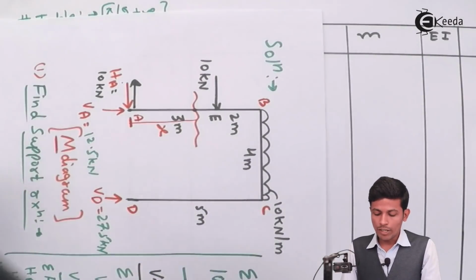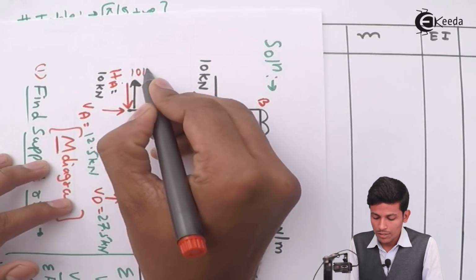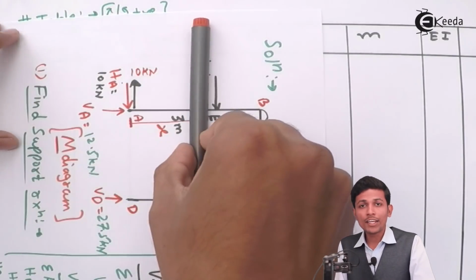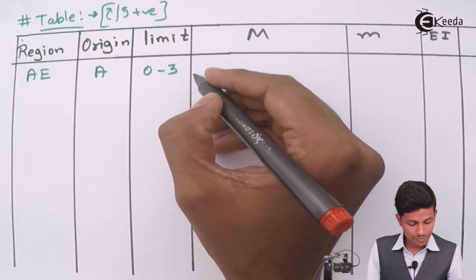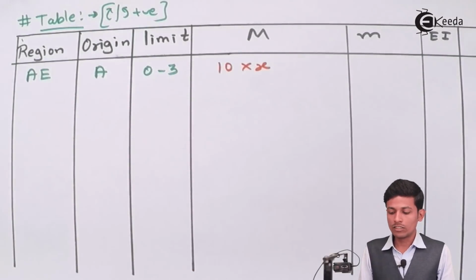Like this we are taking a section over here. This is your 10 kilonewton, and it acts like this, so we are taking it positive. Write it as M equals 10 into x. Okay, this is your M.